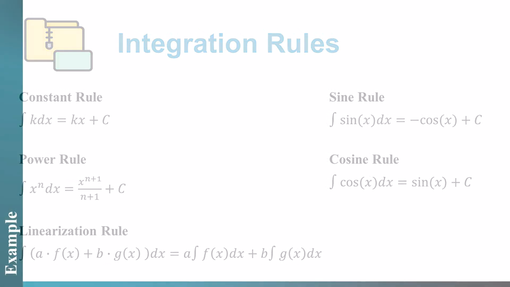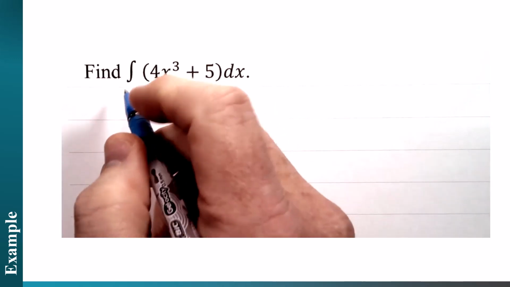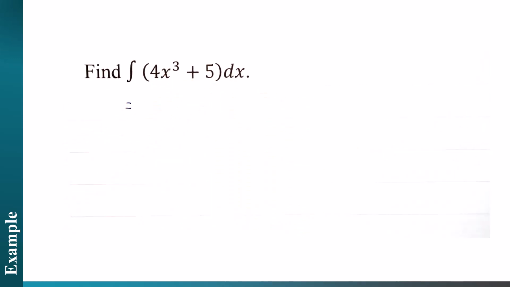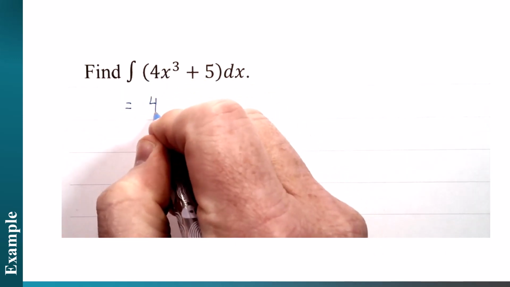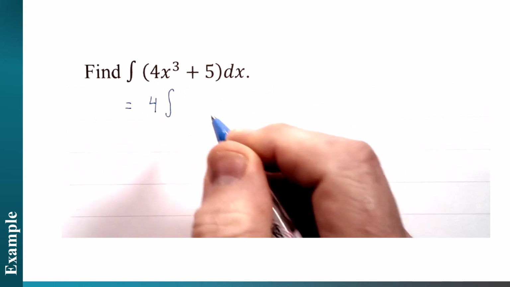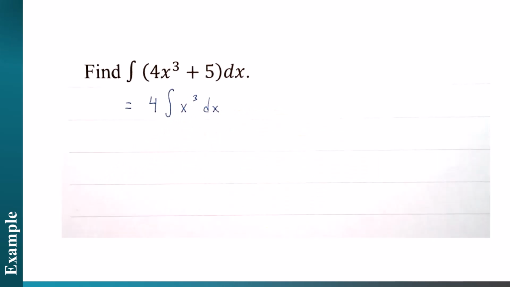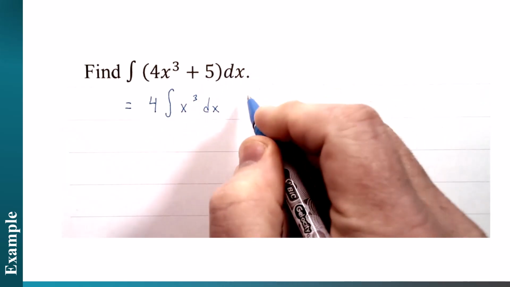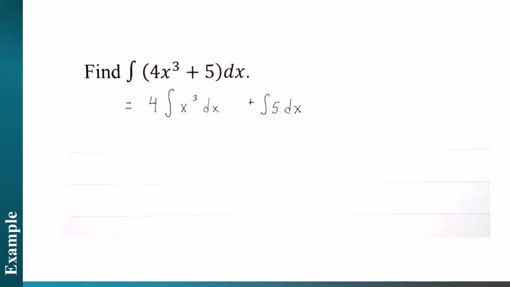Consider some more examples. In this example, I'm trying to integrate the function 4x cubed plus 5 with respect to x. I'm going to start off here with the linearization rule, which tells me that I can split this up into two integrals, and I've got a constant right here I'm going to bring out in front of this first one. So I'm going to rewrite this as 4 times the integral of x cubed, and I'm integrating that with respect to x. And then I've got the integral of 5 with respect to x.